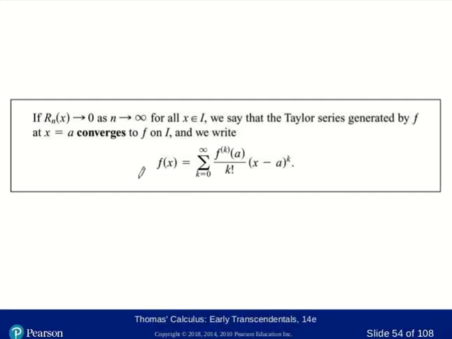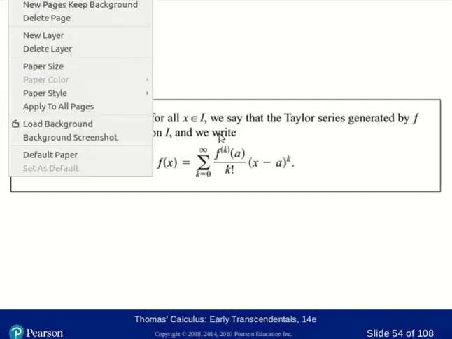And this is exactly what we wanted to know. We want to know, when does the Taylor series equal the function? Well, it's only going to converge to that function on an interval if the remainder term goes to 0 on that interval. And so we can see sort of how that would work in an example.